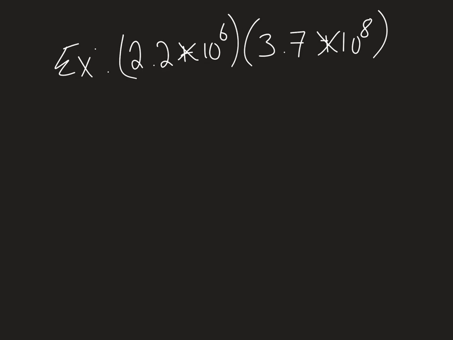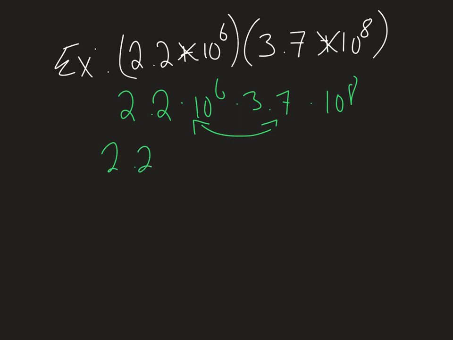Now, if we really think about this, we can rewrite this as 2.2 times 10 to the 6th times 3.7 times 10 to the 8th. It's all multiplication, therefore it doesn't matter what order I do it in. I can move around some things, and I'm not going to change the product. So I could have 2.2 times 3.7 times 10 to the 6th times 10 to the 8th. Now, the benefit of doing it this way is I can block off what I'm doing.